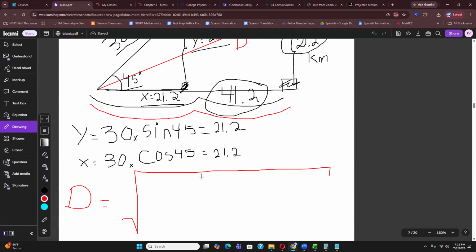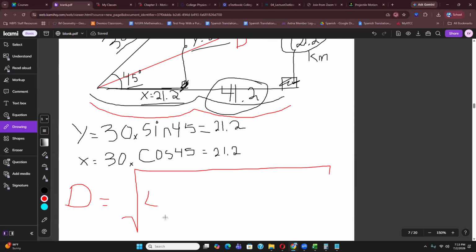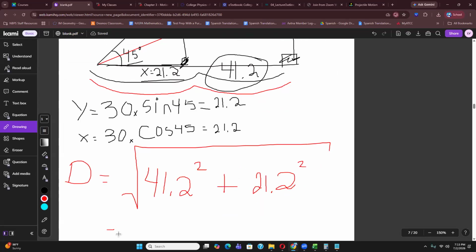The x component squared plus the y component squared. Yeah. So there is square and that square. Is that clear now? Yeah, that's how you do it. Thank you. Okay.